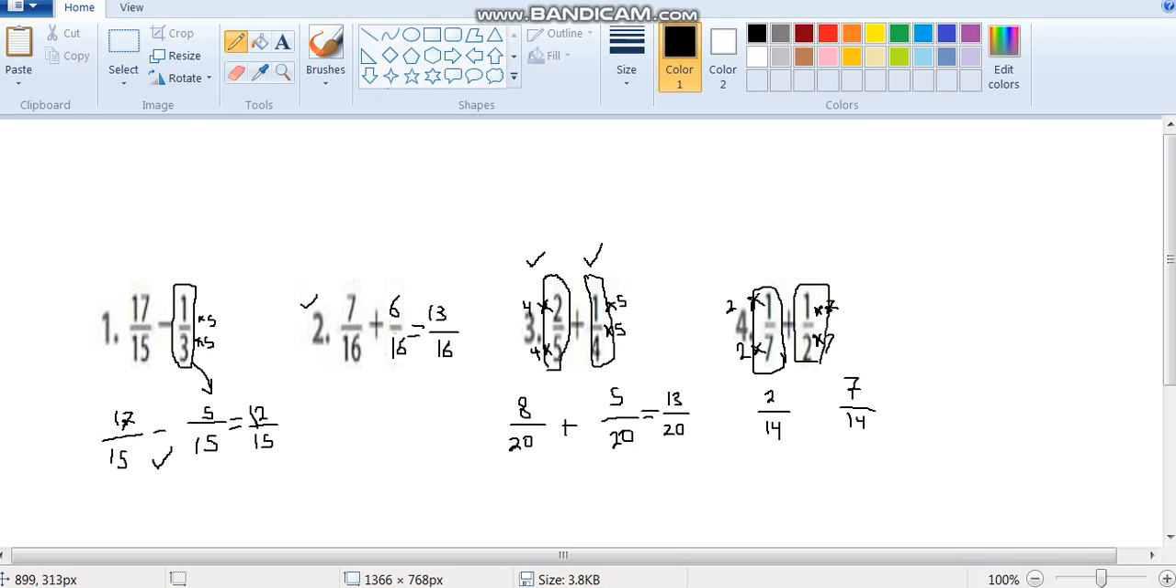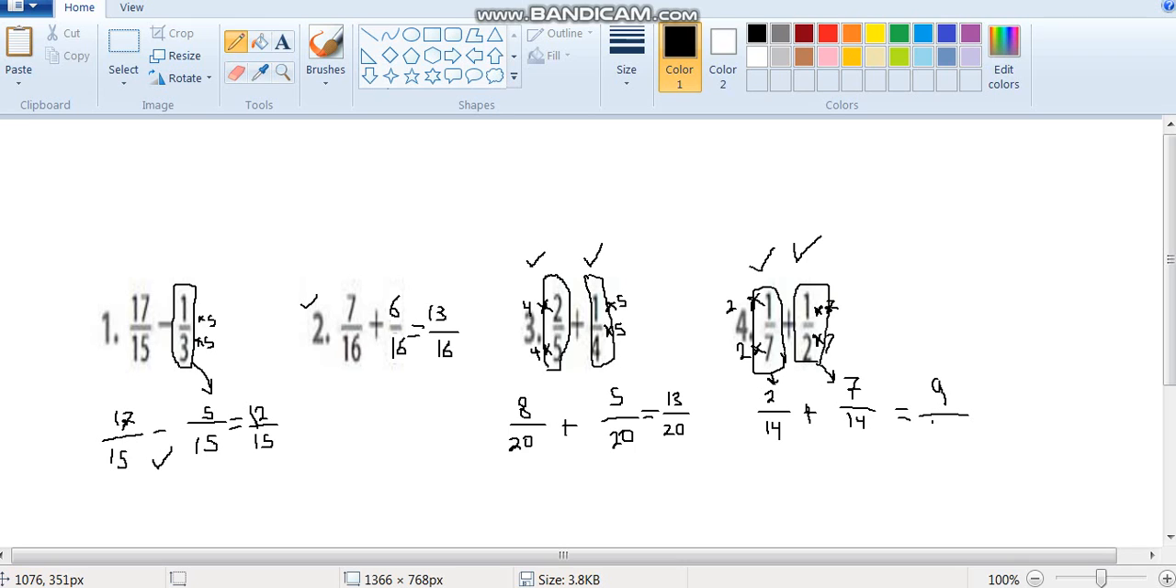Okay, now I finished the problem. Now I have new denominators. I finished this and I finished this. This changes into this form and this changes into this form, and now you can plus them and it becomes 9 over 14.